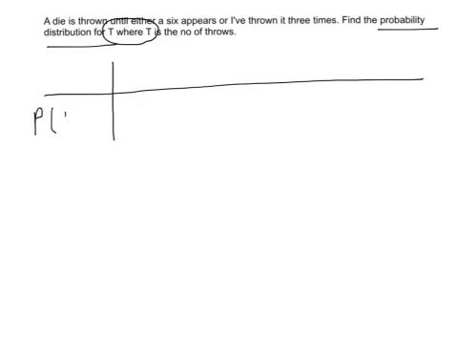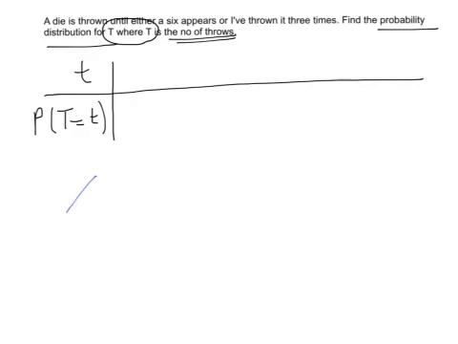So I want the probability that capital T, what is T? It's the number of throws, equals one of the outcomes. Now, the outcomes, the small t, I don't know yet. There's a couple of things I can do to find out what these outcomes are. I can either do a sample space diagram, or I can do a tree diagram. And this question lends itself to a tree. So let's have a go at a tree.